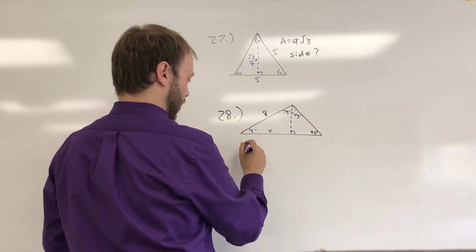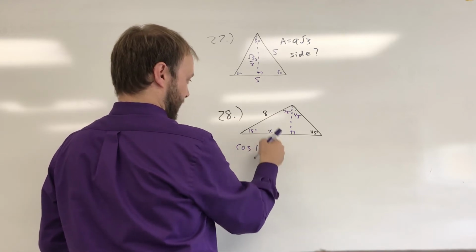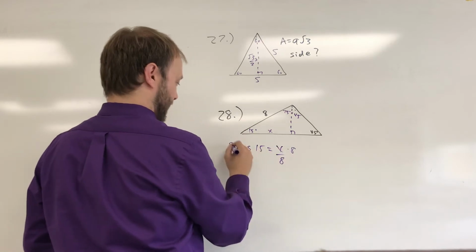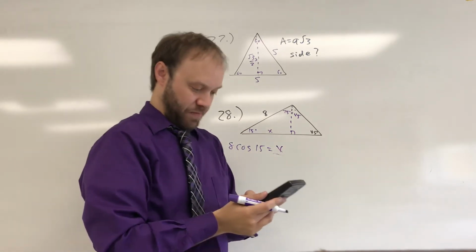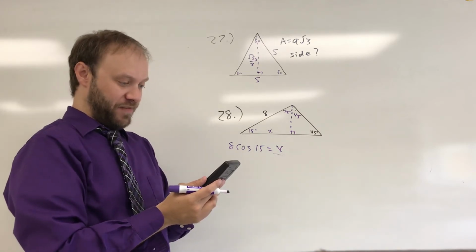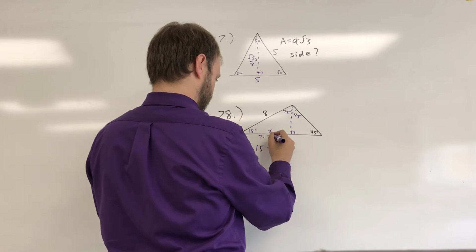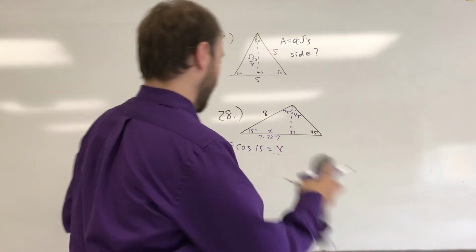Remember SOHCAHTOA, that's a cosine of 15 is equal to the adjacent over the hypotenuse. We can multiply both sides by 8 there. So x is going to be whatever 8 times the cosine of 15 is. I'll stick that in my calculator. That's about 7.727, okay? And again, I'd go several decimal places there.